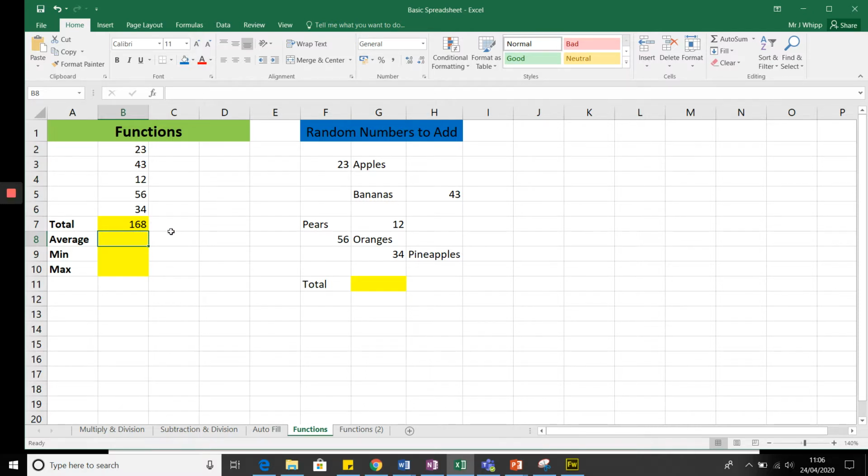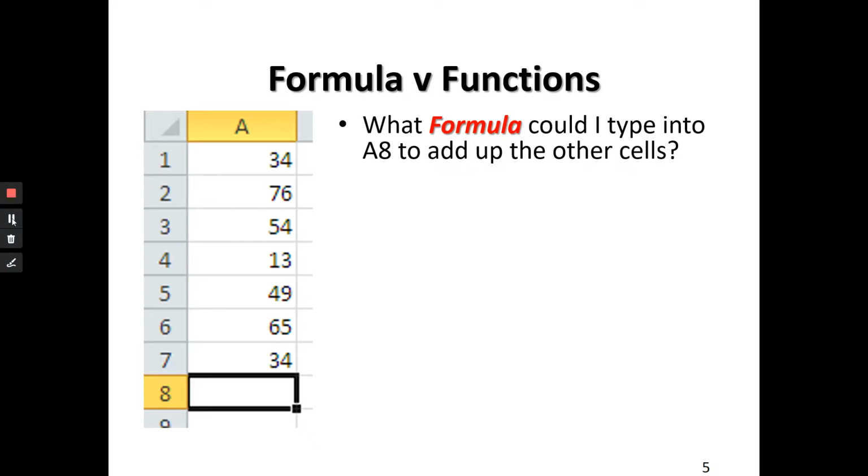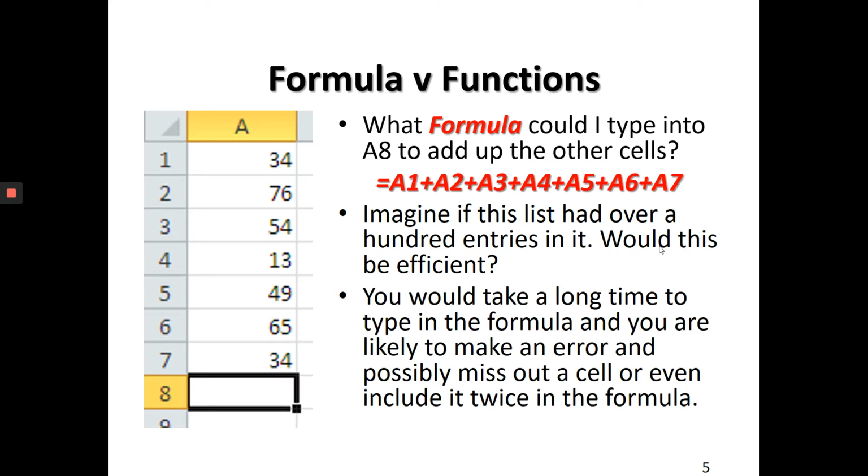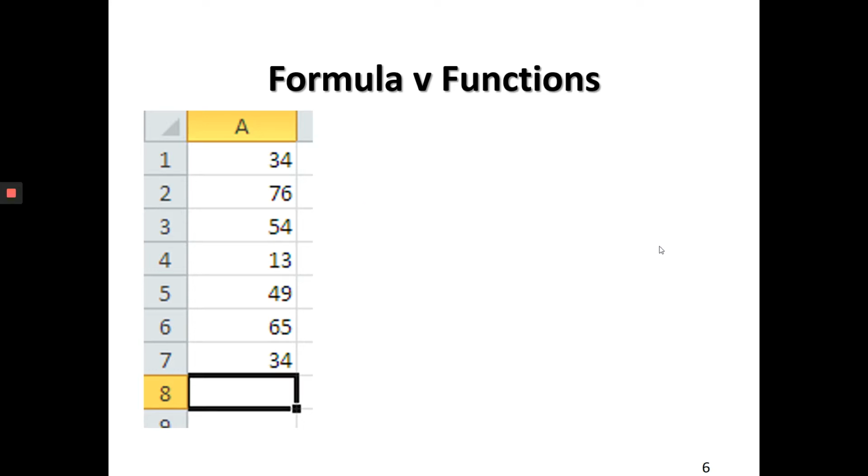However, there is a quicker way. As you can see, there is a similar list of numbers that we want to add up. And in this case, we would have used the formula just like that: equals A1, etc., until we get to A7. But this will take plenty of time to do, especially if there were a lot of numbers you needed to add up. So there is a quicker way that we use called a function.